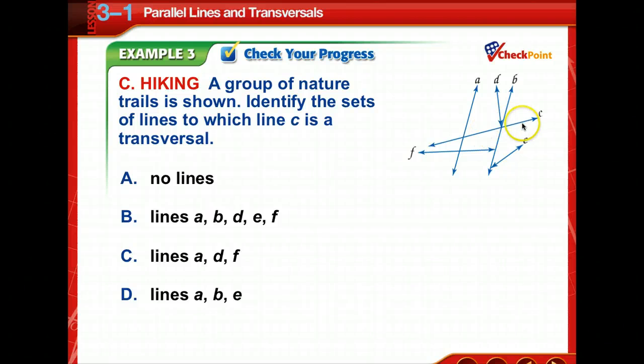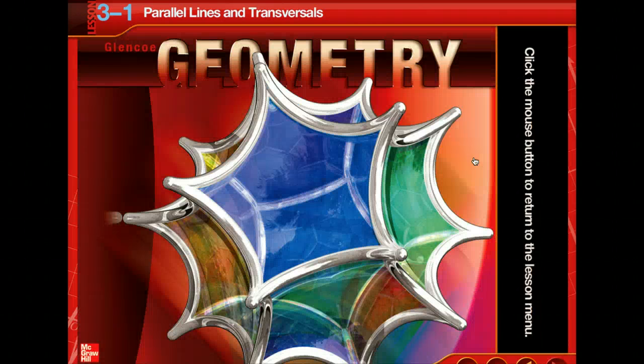How about to which lines C is a transversal? Well, C is a transversal to A, B, D, E, and F. There's no line that's parallel to that. Good job. Okay, you're ready to begin your exercises.